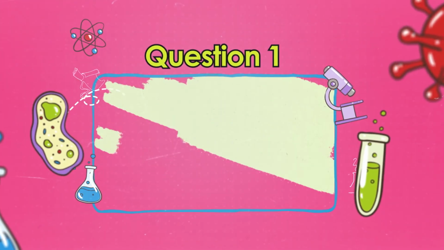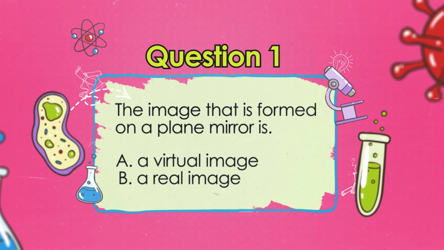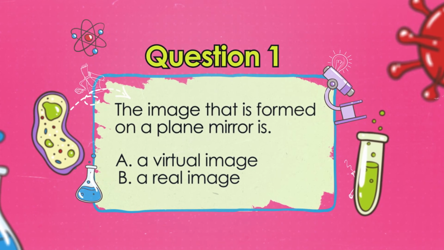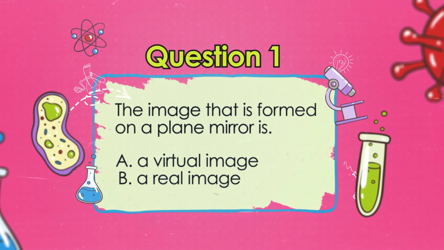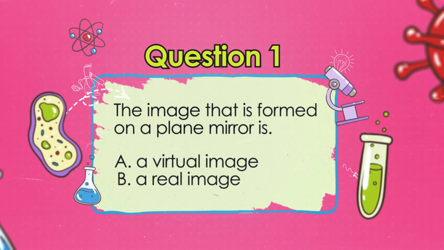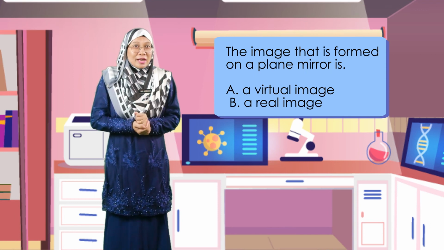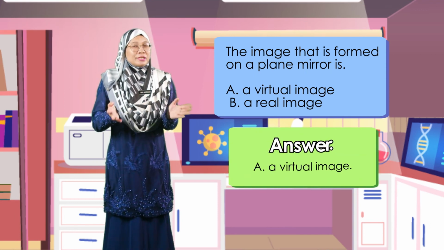Let's try the mastery exercises below. Number 1. The image that is formed on a plane mirror is A. A virtual image, or B. A real image. Correct. The answer is A. A virtual image.